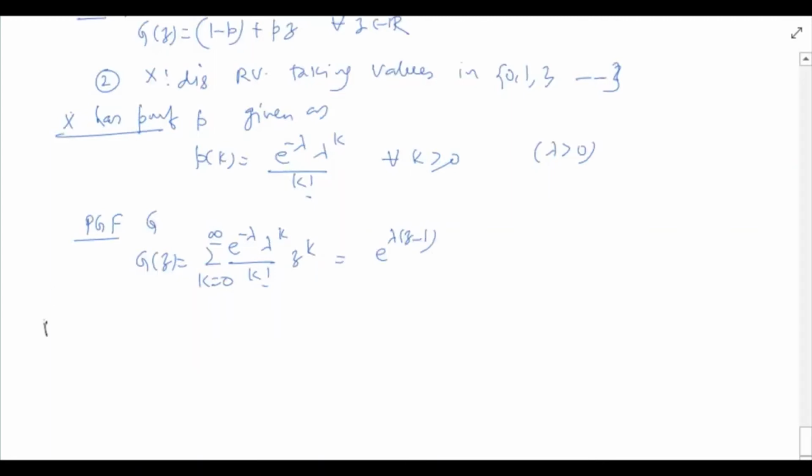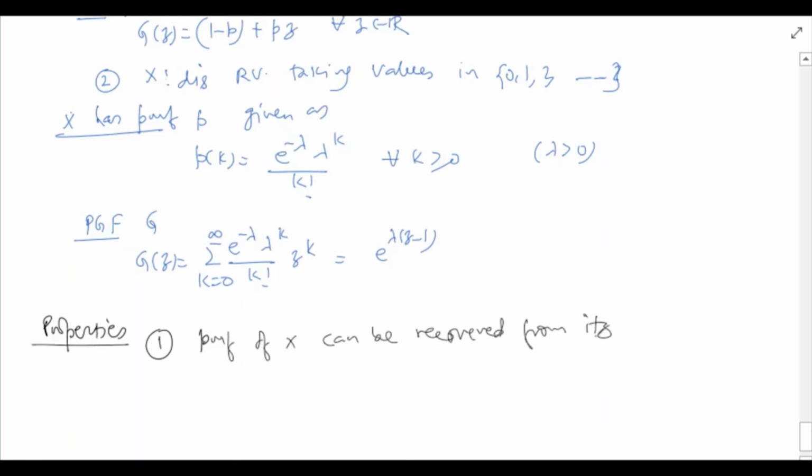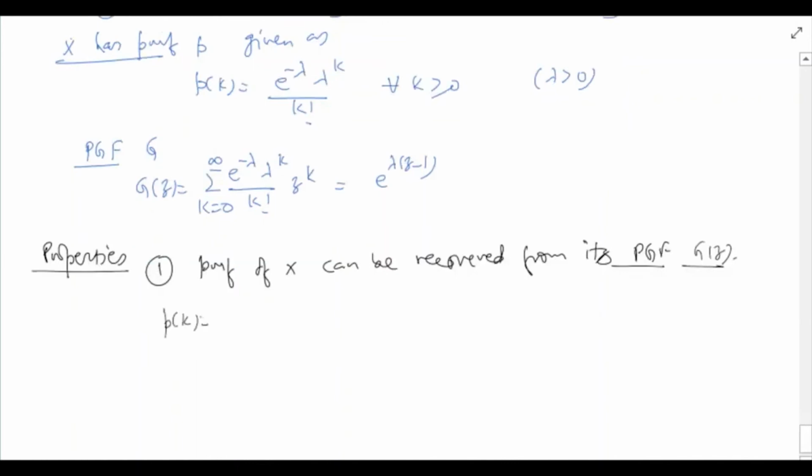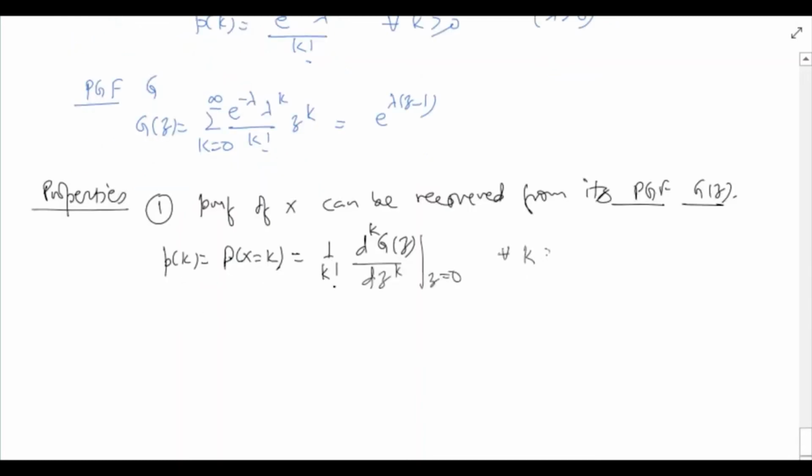Now let's see a few properties of probability generating functions. The first property is that the PMF of a random variable can be recovered from its probability generating function. PMF of x can be recovered from its PGF g(z). In particular, pk, that is P(x = k), turns out to be equal to 1 over k factorial times the kth derivative of g evaluated at z equals 0. This is true for all k greater than or equal to 1. In fact, p0 can be easily seen to be equal to g(0). So this is how we can recover the whole PMF from the PGF of the random variable.